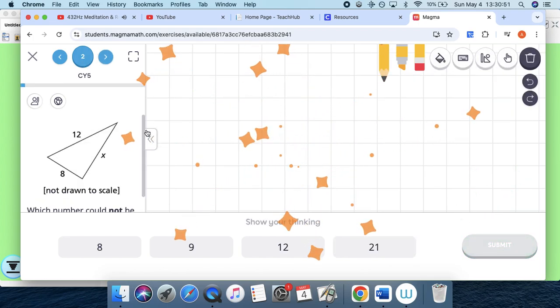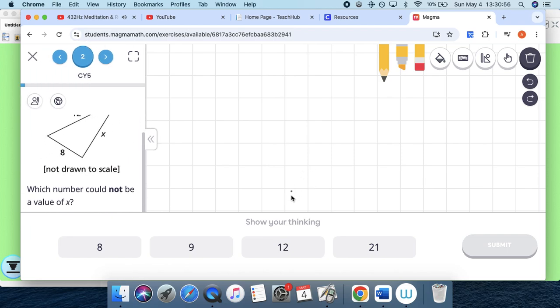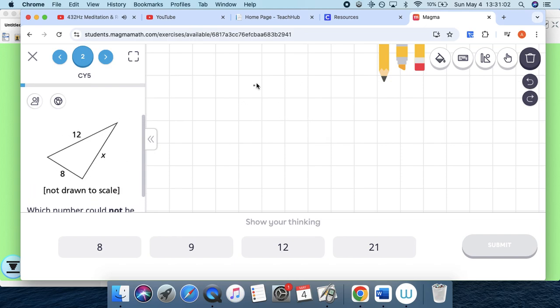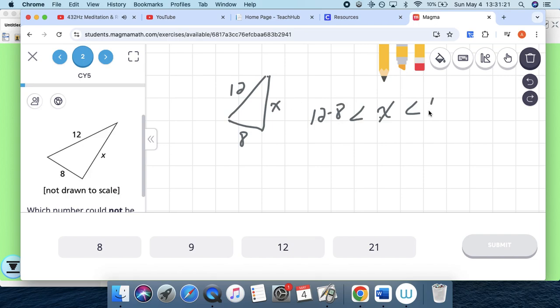Number 2. They're asking us which number could not be a value of x. Remember, this goes to the triangle inequality theorem. So we have a triangle with sides 12, 8, and x. Using the shortcut, the possible values for the third side go from the difference between 12 and 8, which is 4, to the sum of 12 and 8, which is 20. So x can be any value between 4 and 20.